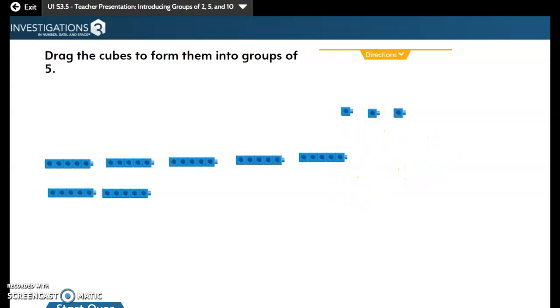Now we are going to count our groups of 5 and fill in our chart. This time again, we're counting by ones because we're counting whole groups. We have one group of 5, 2, 3, 4, 5, 6, 7 groups of 5, but we have 3 left over, so we can't count this as a whole group. So we have 7 groups of 5 and 3 ones left over.